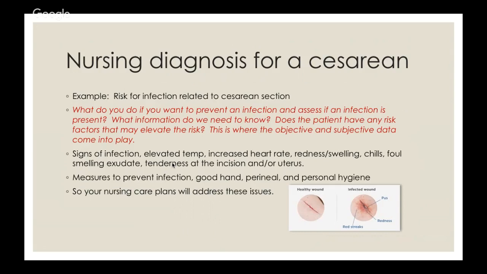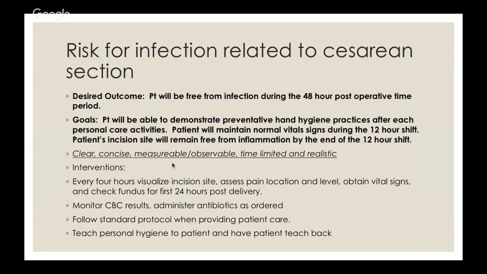Some of the interventions to prevent infection will also be good hand hygiene, good perineal hygiene, and personal hygiene. We can teach the patient how to wash their hands and how to do pericare. These are all the things that you're going to do to help your patient prevent infection, and also to assess and see if any infection is possibly present. Now we're going to take this the next step. Risk for infection related to cesarean section.